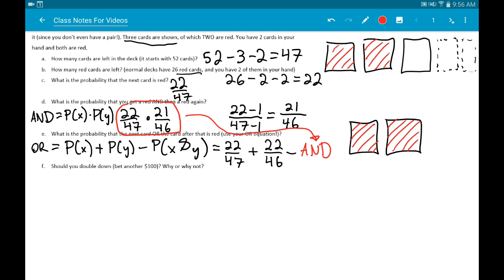And you don't have to solve this. If you just set it up, I'm happy with that. And should you double down? I would say if your probability is greater than 0.5, then yes, you should double down. If it's less than or equal to 0.5, then no, you should not double down. But that's how I would look at this. If you have different answers for that, that's fine, as long as you tell me why you chose that answer.